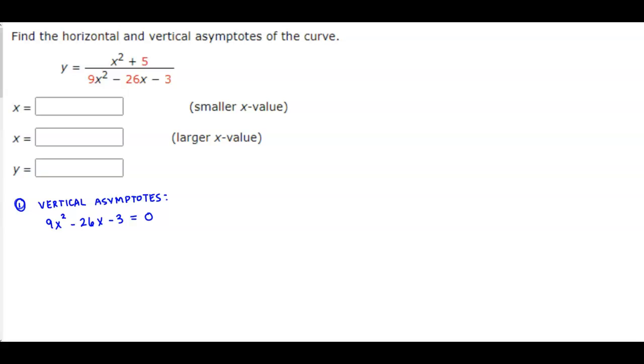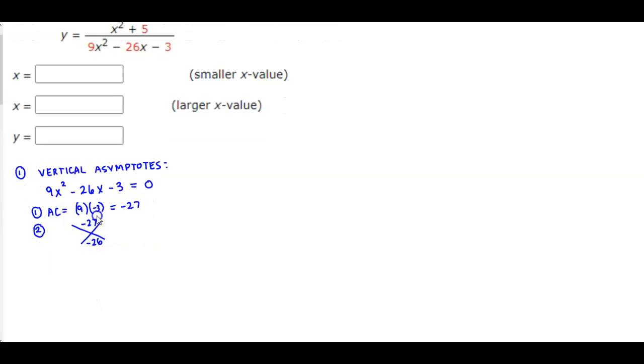0 and then factor. So what we can do is use the AC method to factor this. Just as a review, we have AC, which is equal to 9 times negative 3, which gives you negative 27. And then we have the value of AC, which is negative 27, and the middle number is negative 26. So what two numbers can you multiply to get negative 27, and when you add them together, it's going to give you negative 26? Well, it's going to be 1 and negative 27.